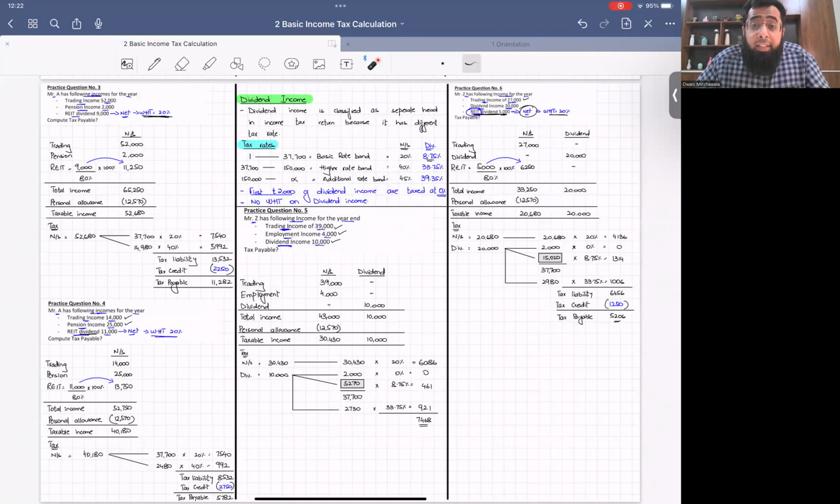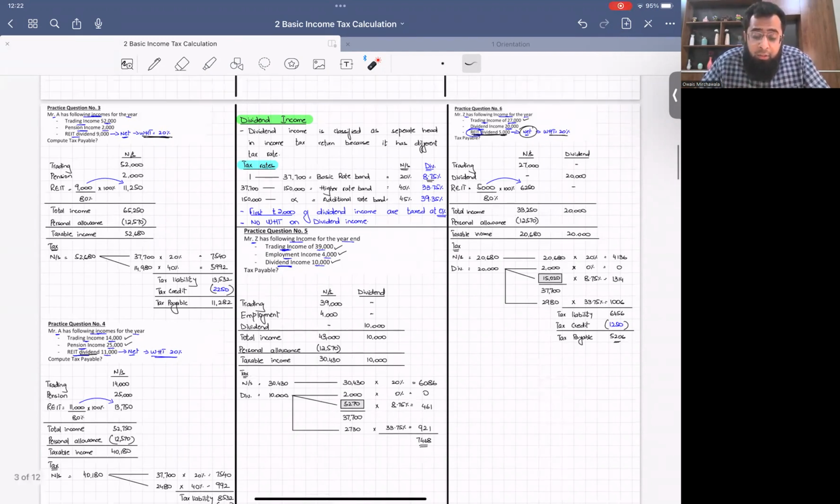Hello everyone. Let's start our today's discussion. I hope you all remember that in the previous class we started discussion on basic income tax calculation of individuals. Let's take a quick review of the previous class and then we'll start our today's discussion.